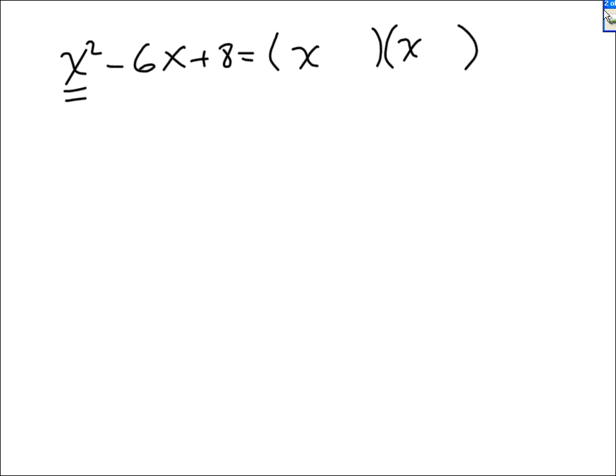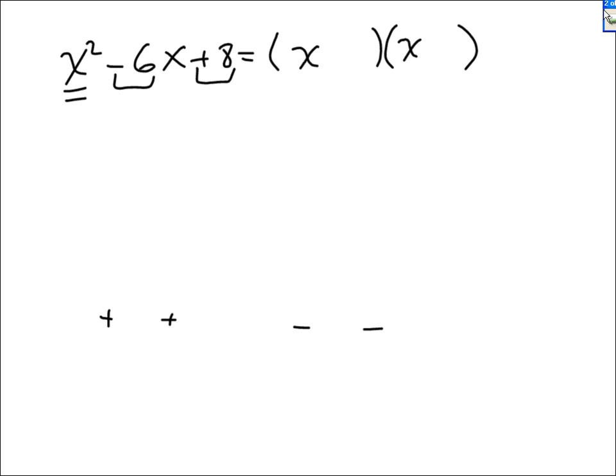You need to know the game. You want two numbers to put next to the x's that add up to the value in front of the x and multiply out to the constant. For example, if you have x squared minus 6x plus 8. Since it's x squared and not 3x squared or negative x squared, we know it's going to look like this. We want two numbers that multiply out to positive 8. That means the numbers are either going to be both positive or both negative.